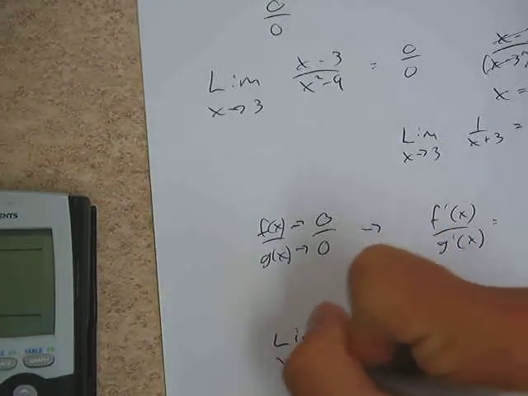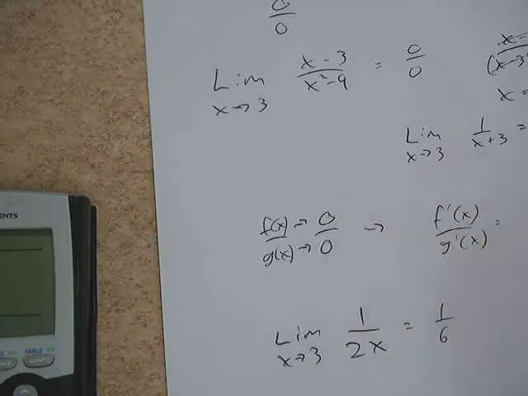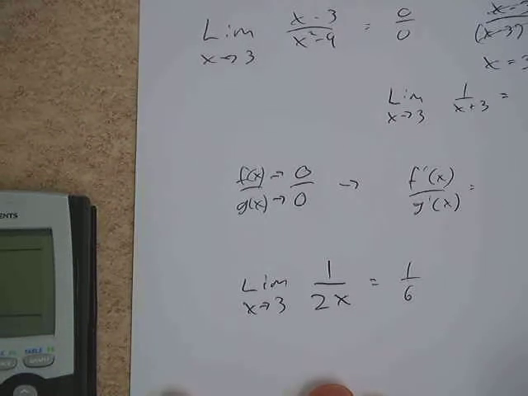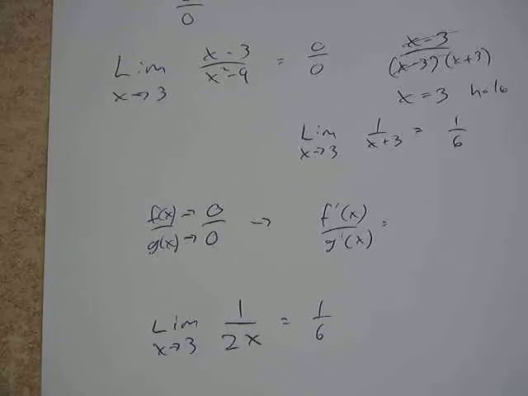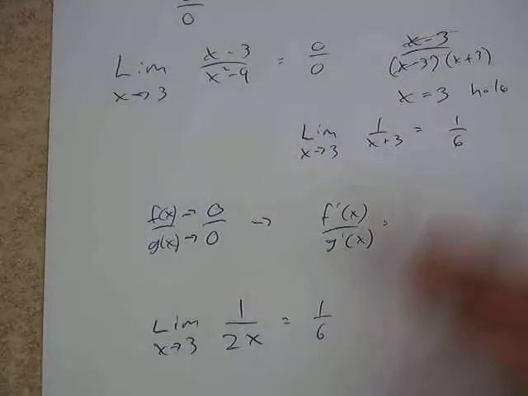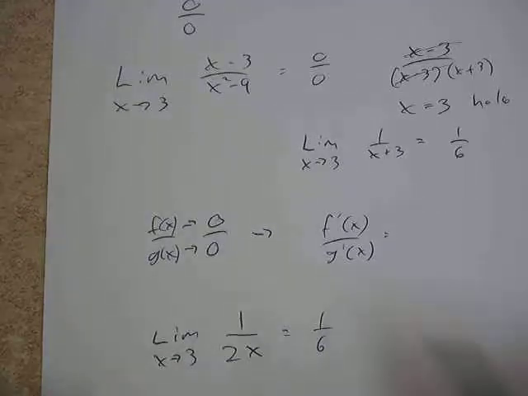So if we took the derivative of the top function here, we get 1. If we took the derivative of the bottom function, we get 2x. And the question is now what happens if we try to directly evaluate? Well, we get 1 over 3 times 2, which is 1/6. And with L'Hopital's rule, we can get to the same result that we got with the algebra that we learned in pre-calc. Okay? So, is one of these ways better than the other?